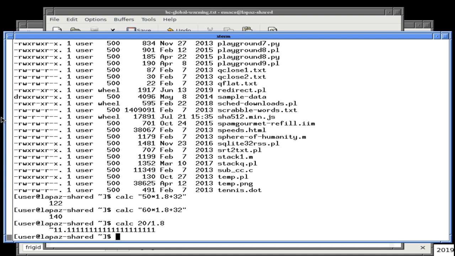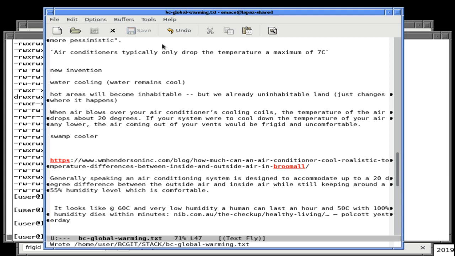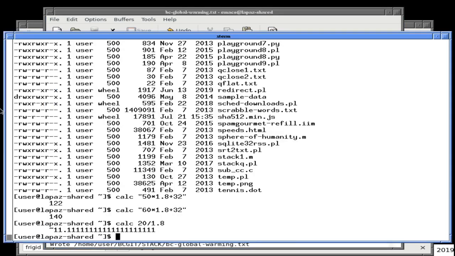I guess my question is, what's the maximum cooling an air conditioner could provide? Right now we're talking about a theoretical temperature of 60 degrees Celsius, which is, I think, 140 degrees Fahrenheit. And I want to know what's the coldest you can get it using, I guess, not a swamp cooler, although I need to mention that too, but one of the more standard air conditioning units. I would think that if you had enough air conditioners floating around, you could make the temperature as cold as you wanted to.